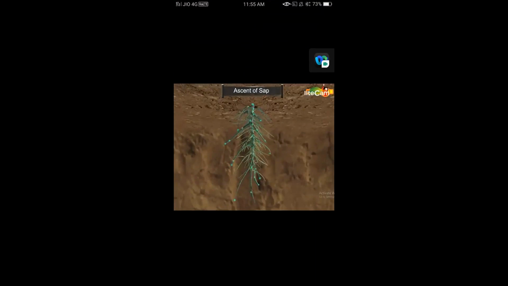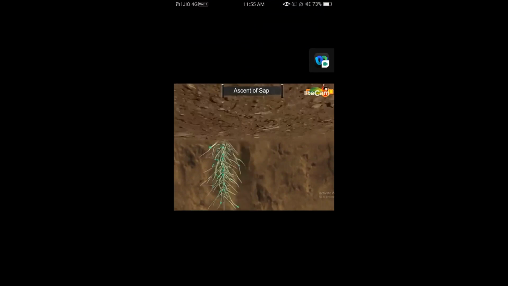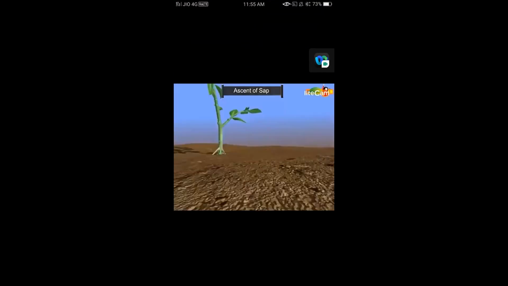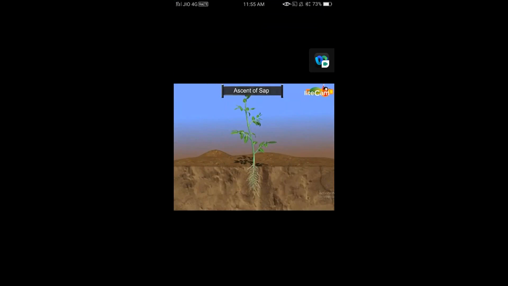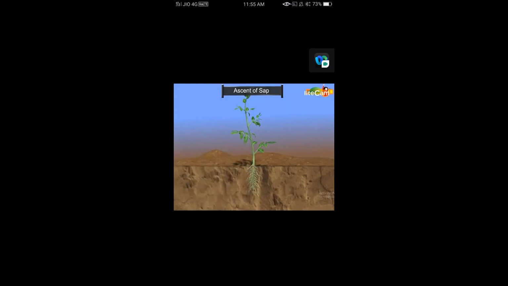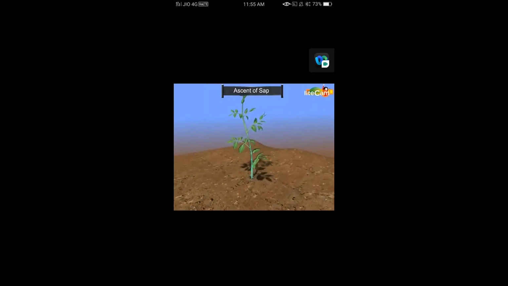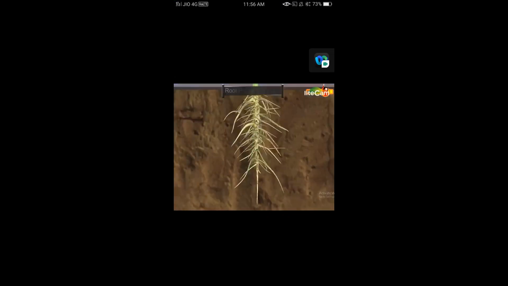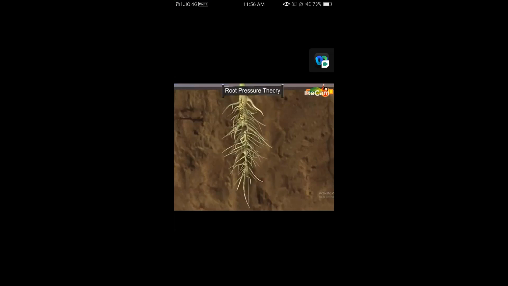Water is absorbed by the plant by root hairs, and it is transported by the root pressure. The root pressure is enough for herbaceous plants, but for tall trees it is not enough to pull or push the water upwards. Many scientists tried to explain the ascent of sap. One is the root pressure theory.